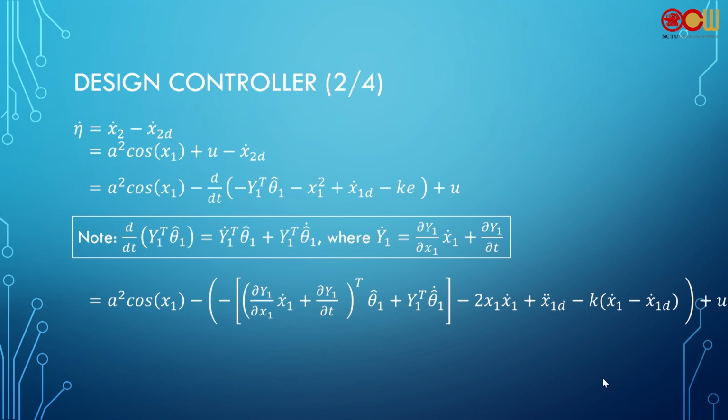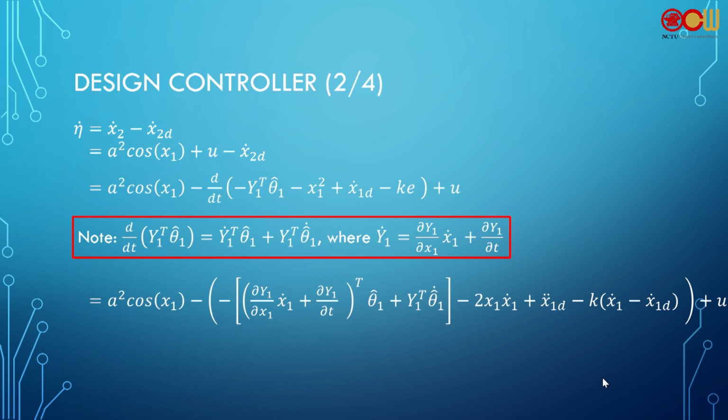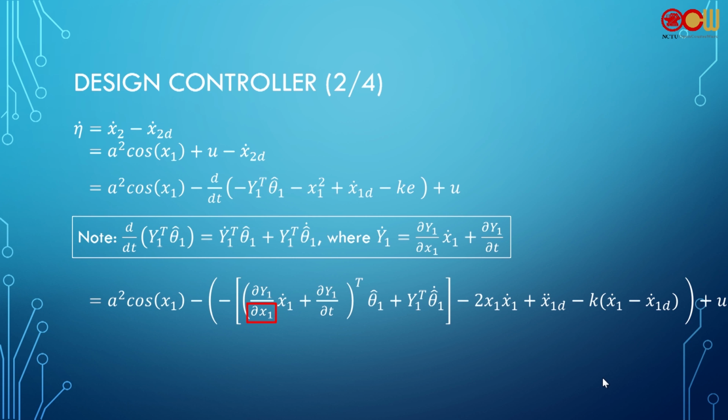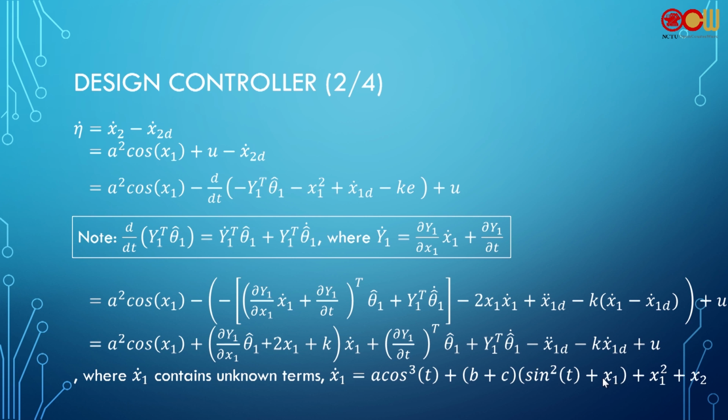Next, if we expand these terms, you will see that this part is from the time derivative of this. By using this note and substituting the result into here, you can spin out y1 transpose and theta hat. And this part is just the time derivative of x1 squared, and the time derivative of x1d dot, and k and this term. So next, what you need to do is regrouping. The difference here is regrouping. I regroup the terms with x1 dot, which is this term, this term, this term, three terms into one bucket.